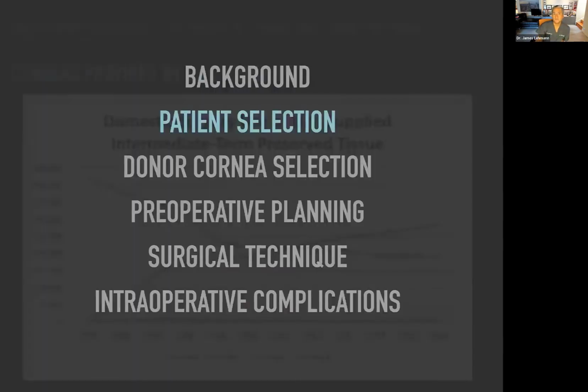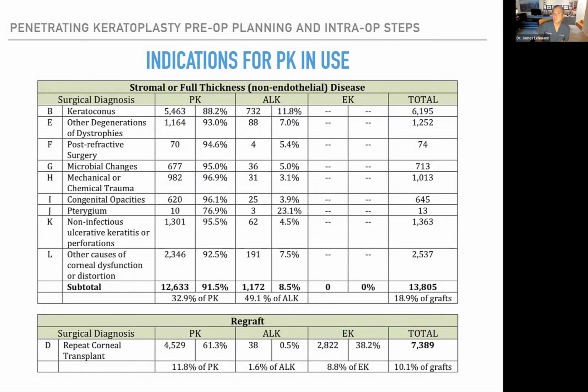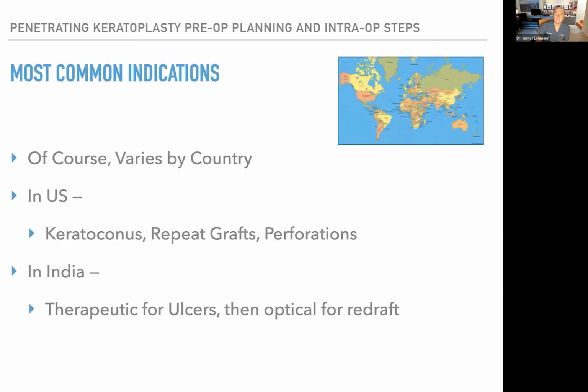And so in terms of patient selection, in the US, the most common reasons to do PK would be keratoconus, corneal dystrophies, and repeat corneal transplants. And this is going to vary country by country. Like I said, in the US, it's keratoconus and repeat grafts.